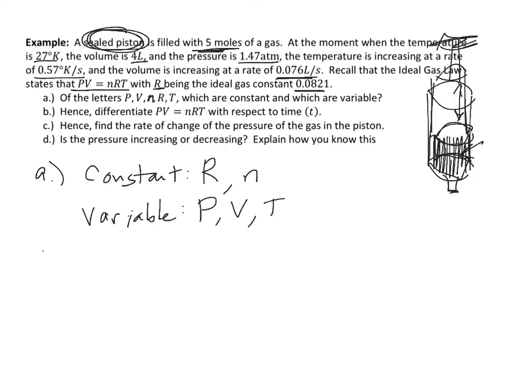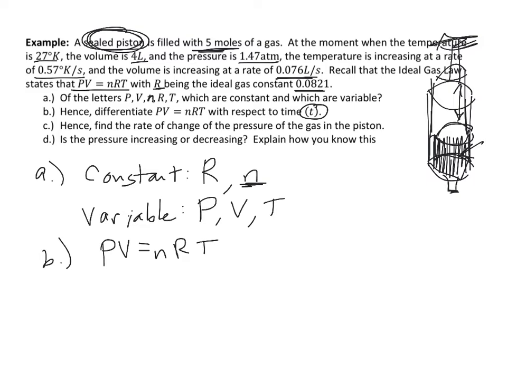Okay? So part B is now going to ask us, hence, take the derivative of PV equals nRT with respect to time. I would encourage you to pause the video here and keep track of what's constant and what's variable. Because if something is constant, I don't need to do the dn, it's a constant. I can sort of ignore that part for the purposes of taking the derivative. So go take a moment to take the derivative with respect to time, with respect to little t.